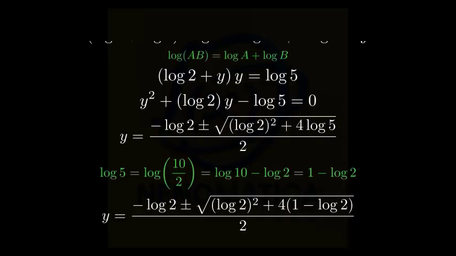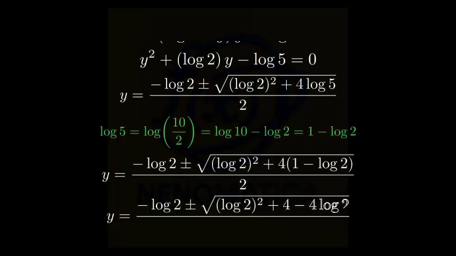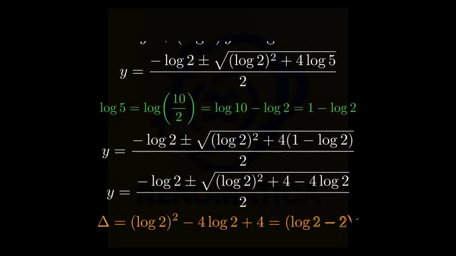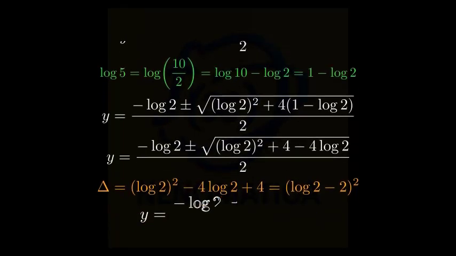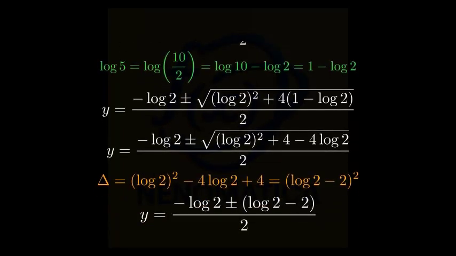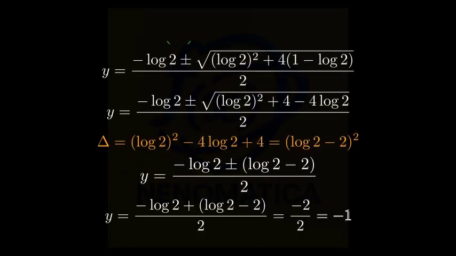Step 10. Evaluate the two cases for y. First, choose the plus in front of the parentheses. Minus log 2 plus log 2 minus 2, all over 2, gives negative 1. Second, choose the minus in front of the parentheses. Minus log 2 minus log 2 plus 2, all over 2, equals 1 minus log 2, which is log 5.